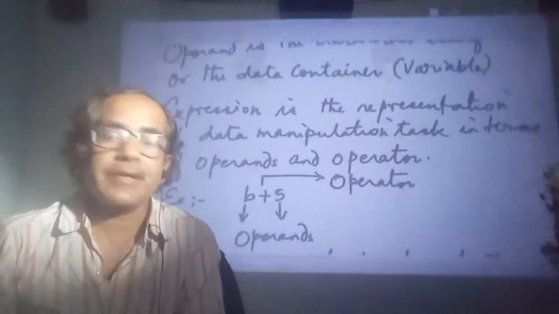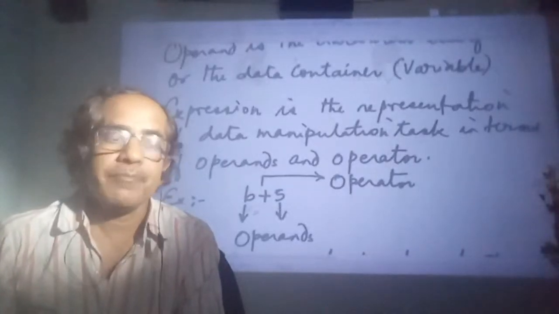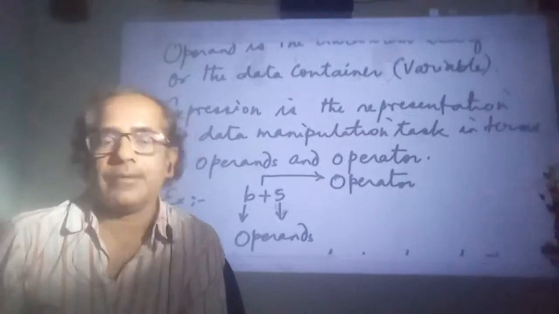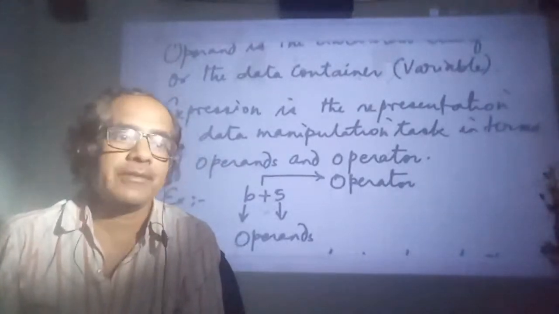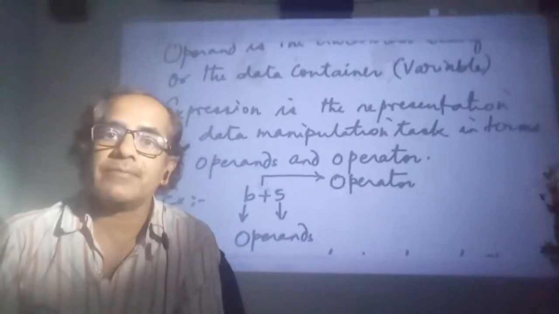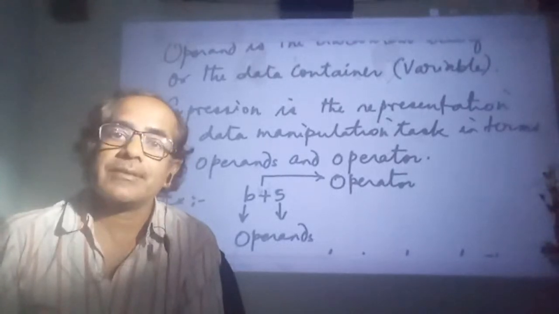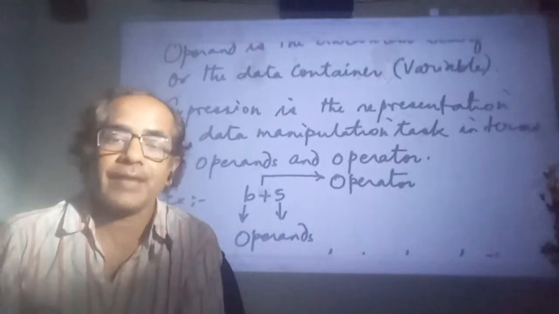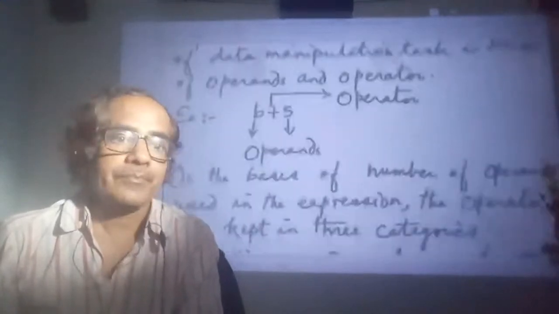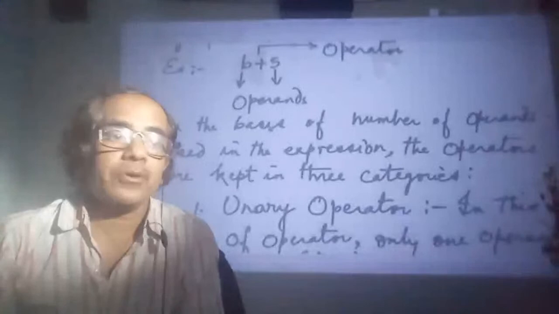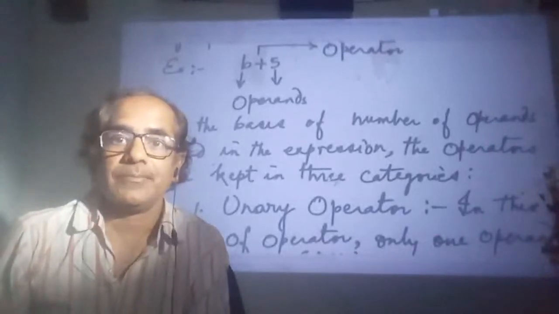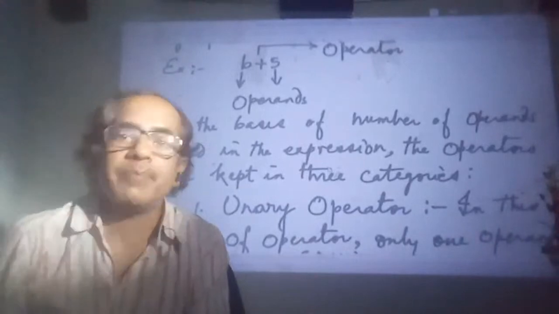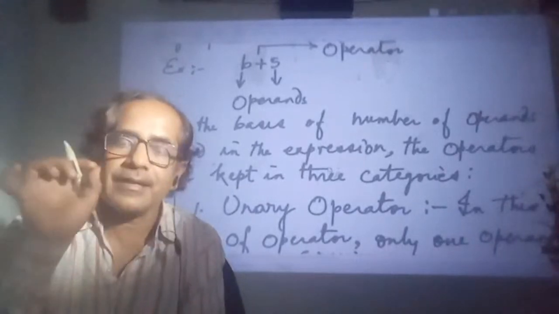Like if you write b plus 5, here b and 5 are operands, plus is an operator, and this whole b plus 5 is an expression because this is representing a task to add 5 in b. Now, I told on the basis of number of operands used in the expression. For a single expression like b plus 5 is a single unit expression.